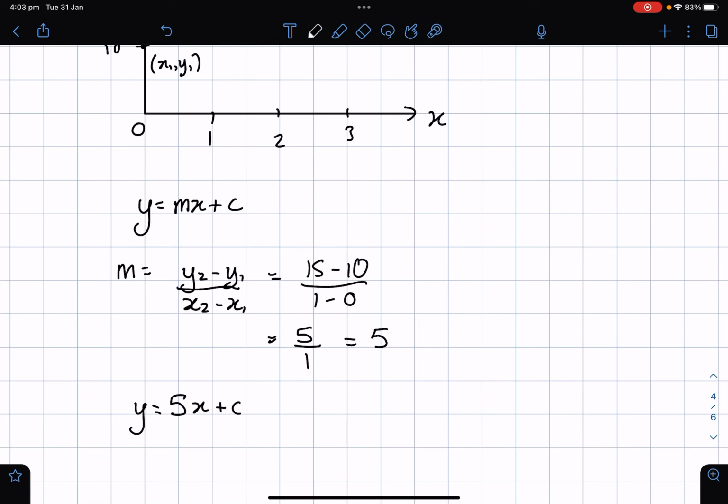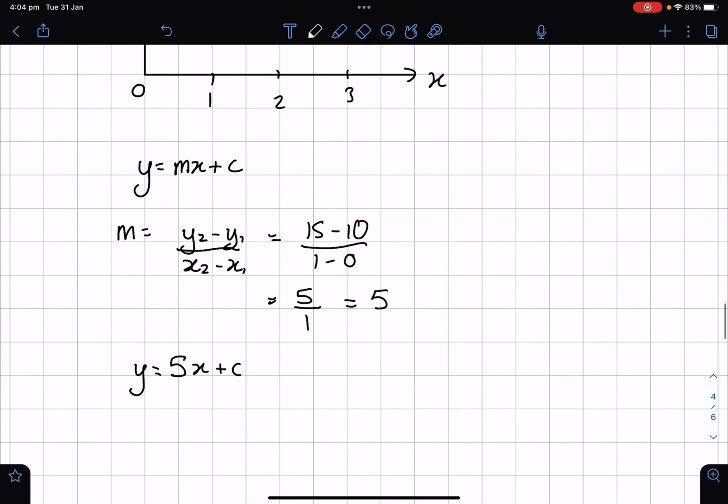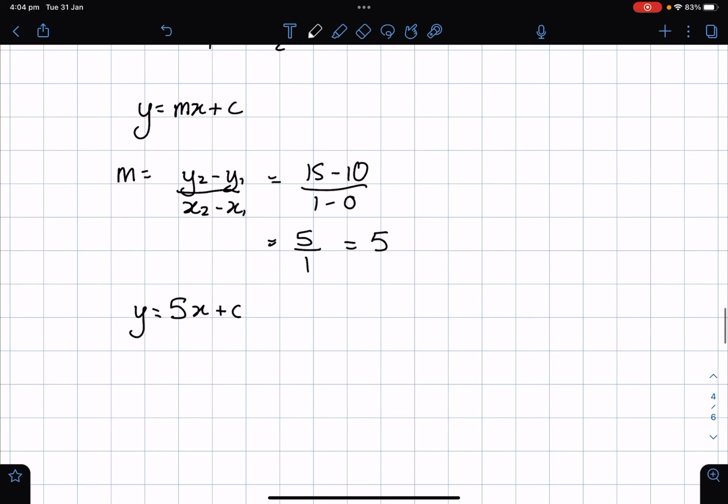Now, looking at our graph, we can quite clearly see that it does go through 10, but if it doesn't have a scale, where it's a fraction, it's a bit harder to read, we can use a method of substitution. So we choose another point on our line. So let's choose the point 1, 15. So x equals 1, y equals 15. And we substitute those values into our equation.